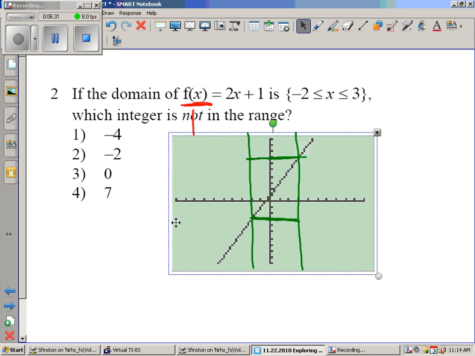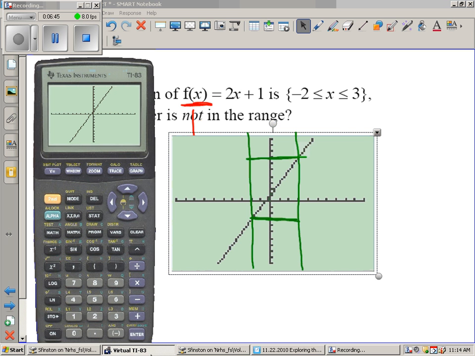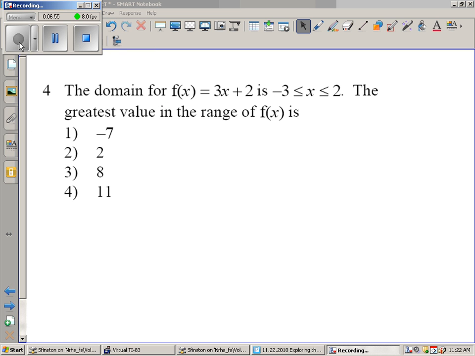So which answer is not in the range? Which answer is not an appropriate y value that fits in that square? -4, right here, right? -4 is clearly out of the range. And another way that you could have done it is you could have also gone into the table of values and looked around, right? -4 is below -2. That would have also worked.